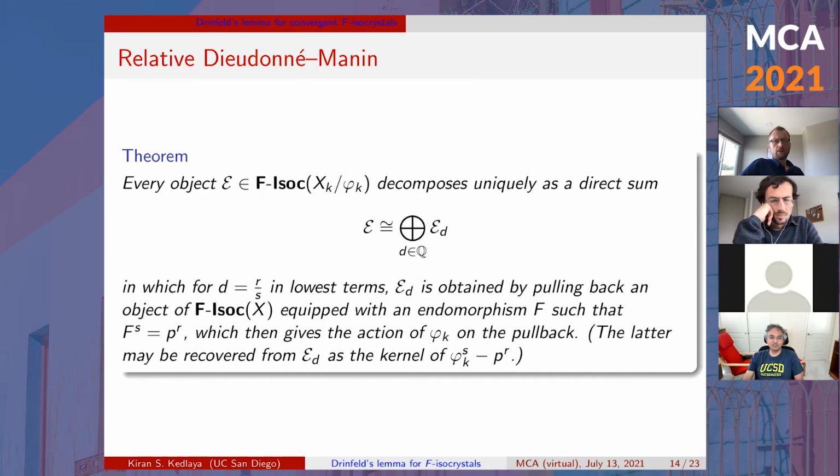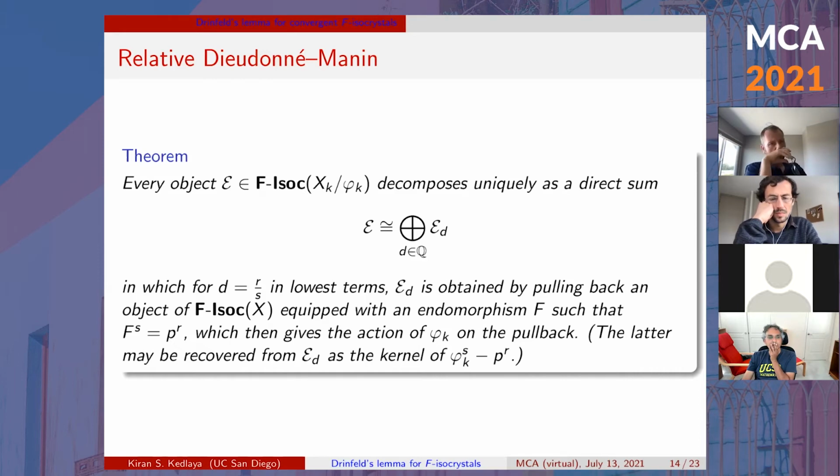Every object actually splits into pieces that come from these different twisted pullback functors. So this is the modified version of Drinfeld's lemma that applies in this case. Is that okay? You're allowed to twist the pullback by having a non-trivial Newton polygon for the phi k action, but that's the worst you can do. Okay.